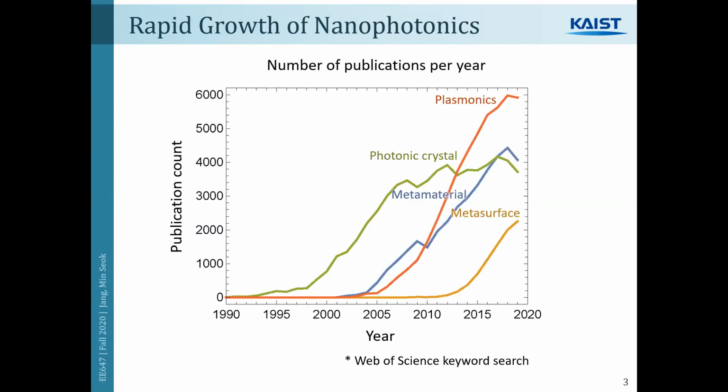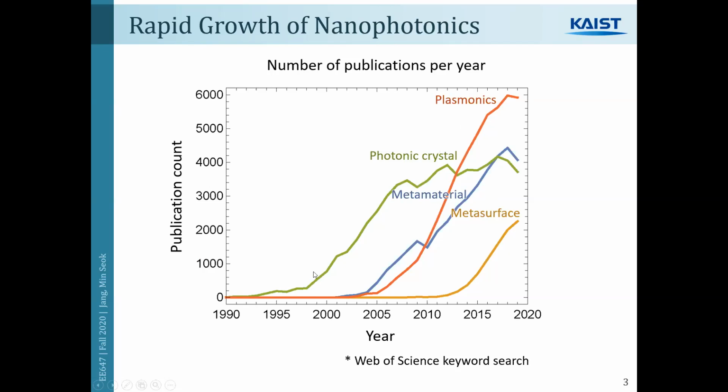So what are we going to learn in this class? We are going to learn basically these four topics: photonic crystals, plasmonics, metamaterials, and metasurfaces. If you look at this plot, I actually created it last Friday. I searched the Web of Science website with these four keywords and counted how many papers got published each year. So you can see the publication counts.